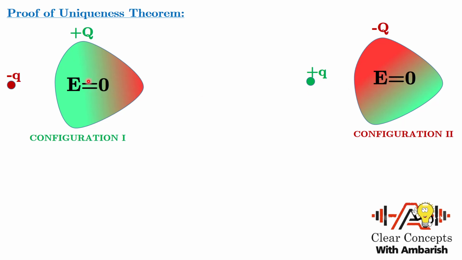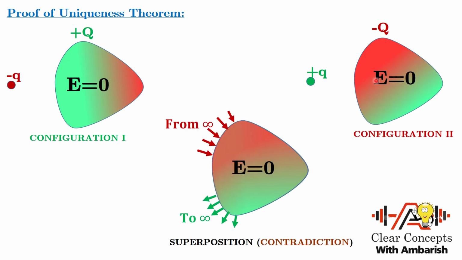Now, that means there exist two ways of producing zero field inside. This is the first configuration and this is the second configuration. Now if there are two ways of producing zero field like this, then I can superpose these two configurations and again I should get zero field inside. Why? Because this configuration alone produces zero field inside and this configuration alone also produces zero field inside. So if I superpose the two configurations, I should again get zero field inside. So what do I get? This is the configuration I get over here.